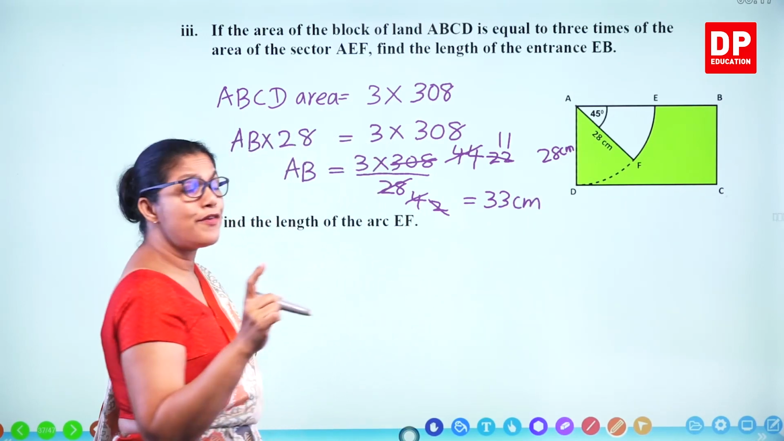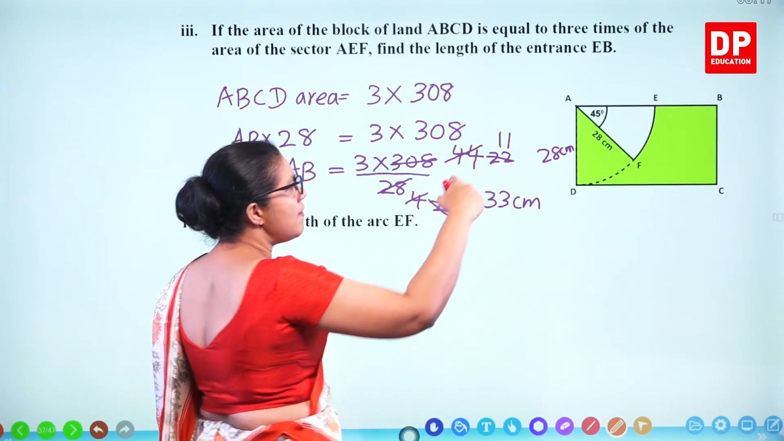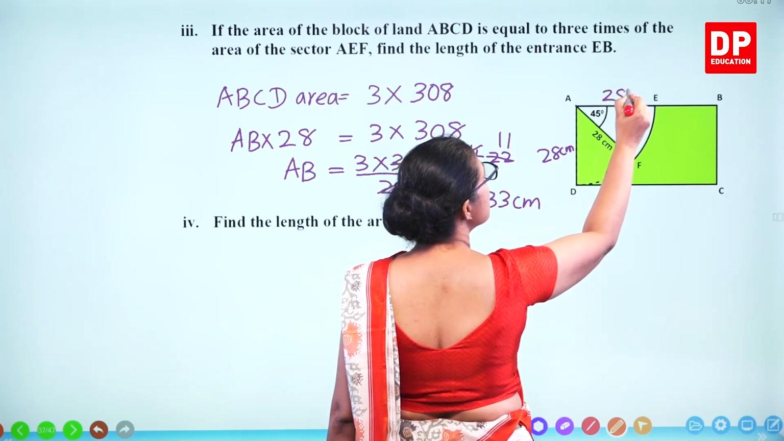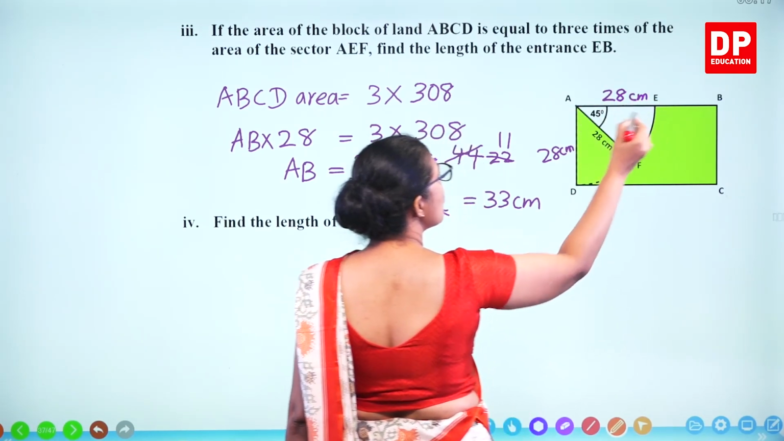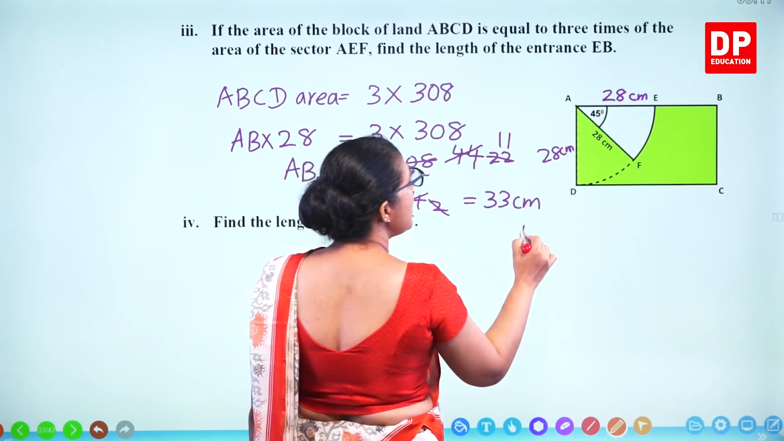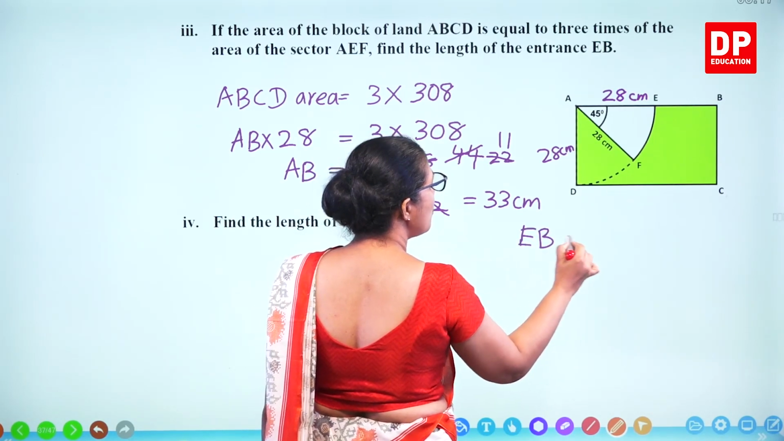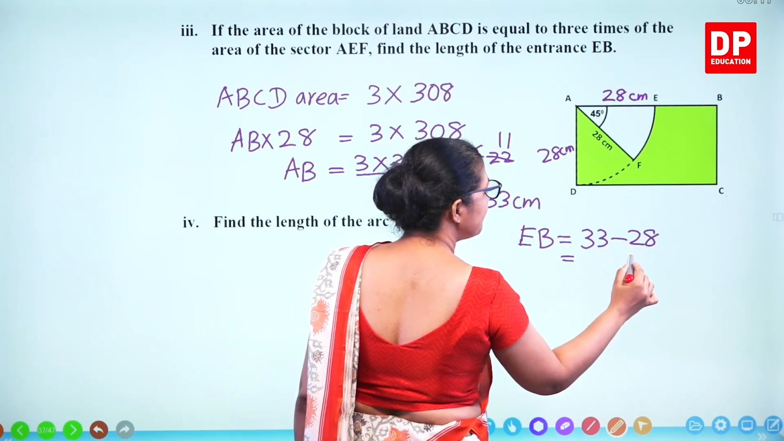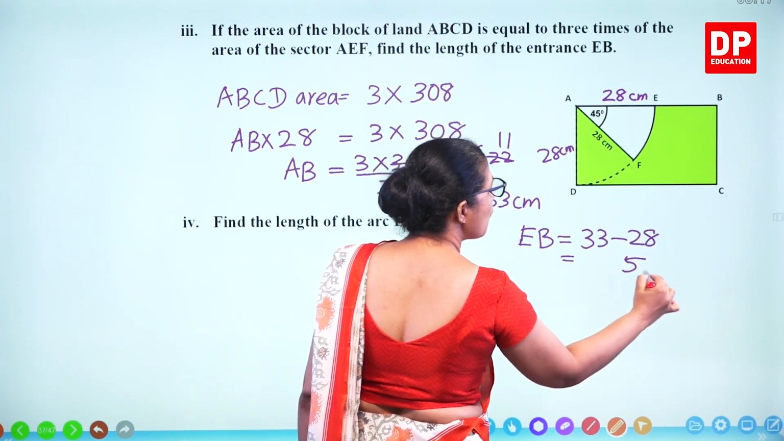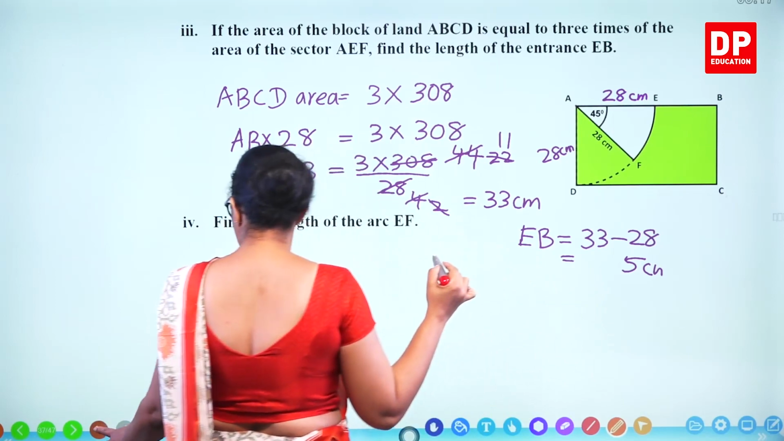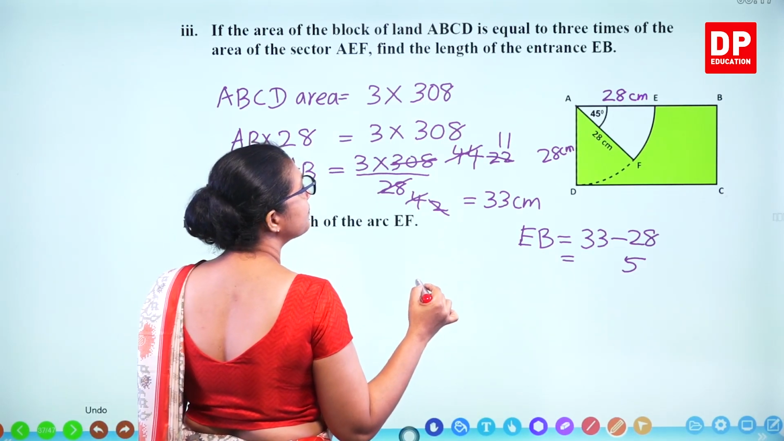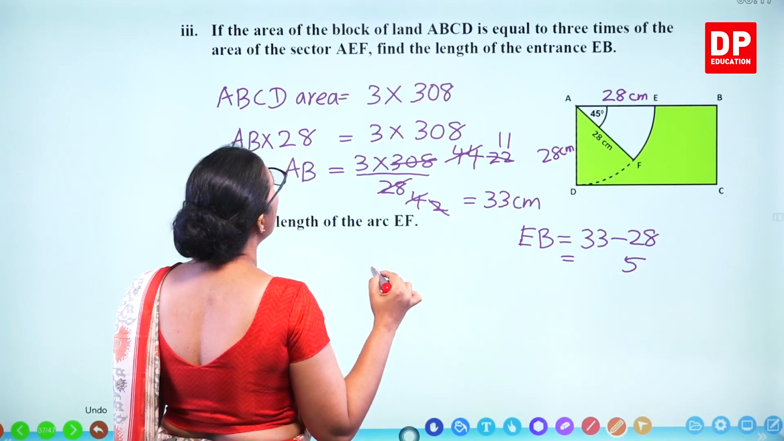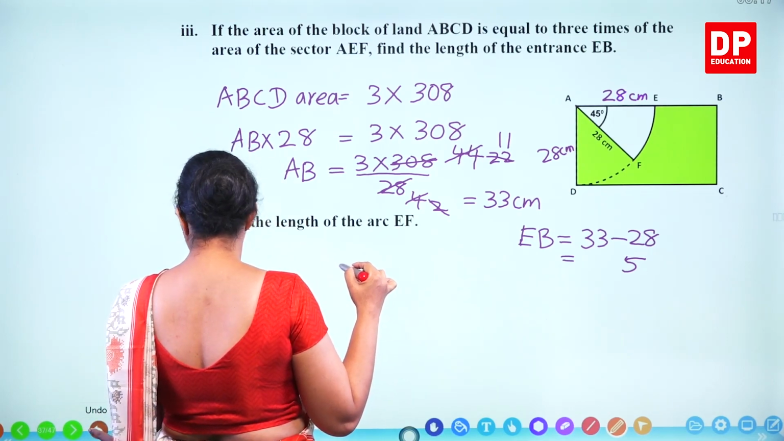But they ask for the entrance, EB. We know this is 28 centimeters. So what's the entrance? EB is equal to 33 minus 28. So 5 meters. This is all in meters.